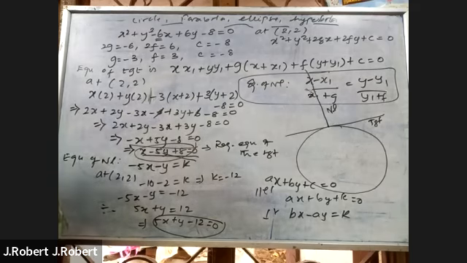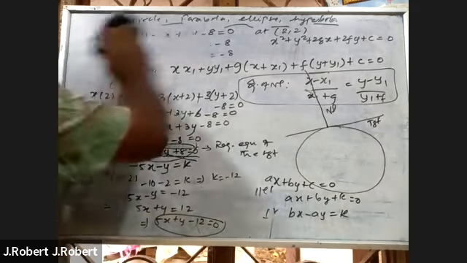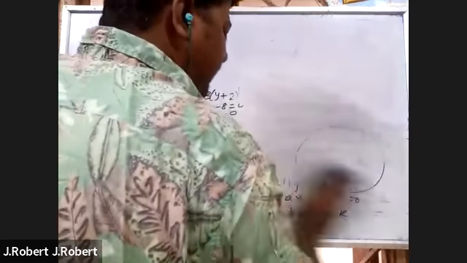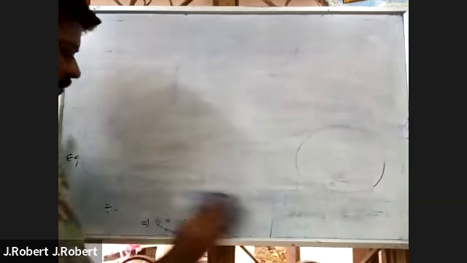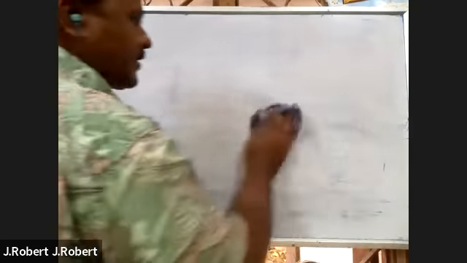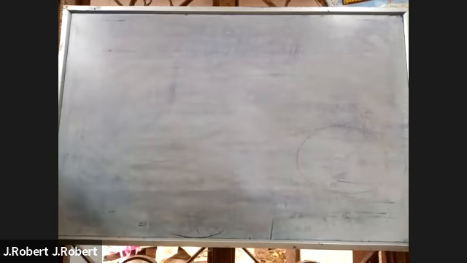Okay, we'll move on to the next problem. Find the center and radius of the following circle. So now you take down the circle, find out the center and radius.